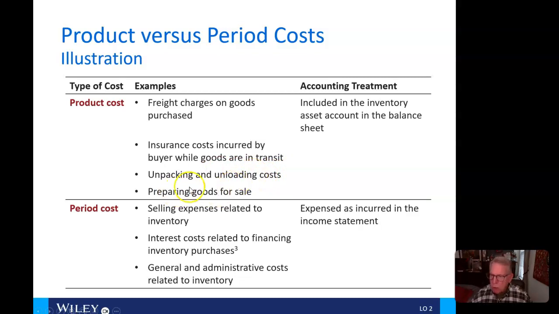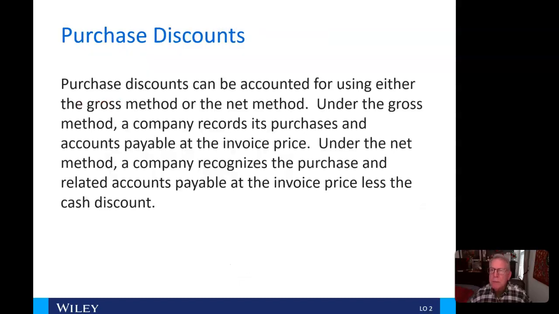But the period costs are different. Selling expenses. Our salespeople may get a commission on selling that. And interest costs related to financing the inventory purchases, we're going to charge that to interest, not to inventory. And G&A, our lovely accounting staff, is included in that, and we're going to charge that as a period cost. We expense all of these as incurred on the income statement.